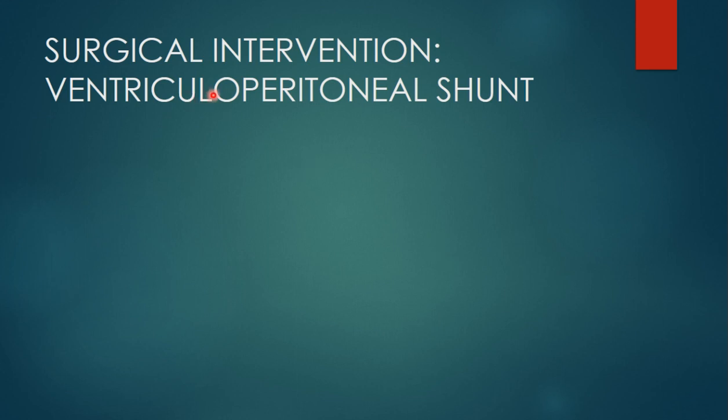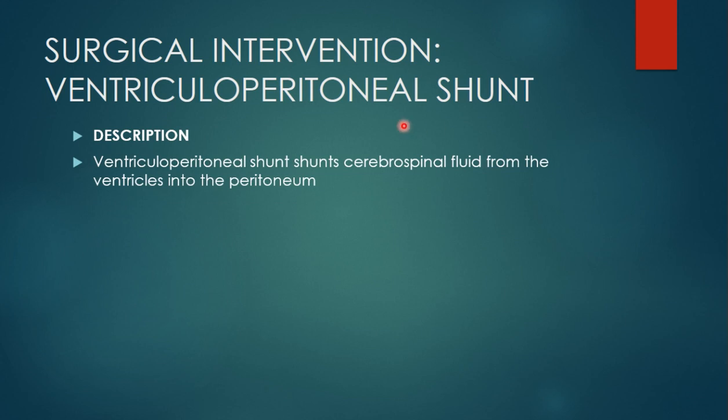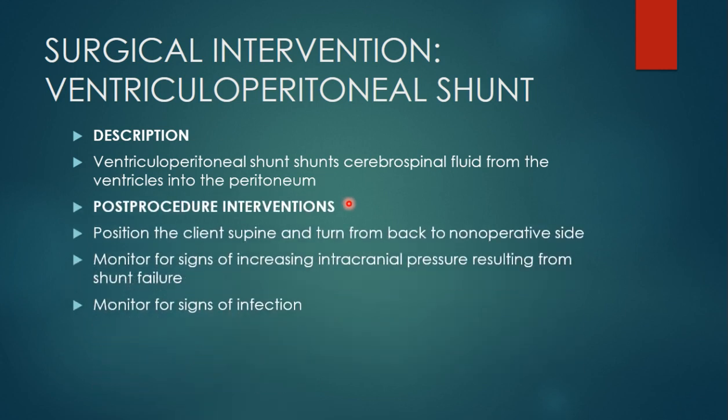Next, surgical intervention. Which surgical intervention do we use for increased intracranial pressure? It is the ventriculoperitoneal shunt. What is it? A ventriculoperitoneal shunt shunts the cerebrospinal fluid from the ventricles into the peritoneum. So next is post-procedure intervention. What can you do after the surgery? Position the client supine and turn from back to non-operative side. Monitor for signs of increasing intracranial pressure resulting from shunt failure. Then monitor for signs of infection. So this is all about the surgical intervention and the post-procedure interventions.